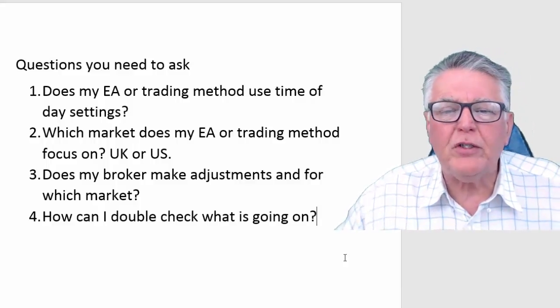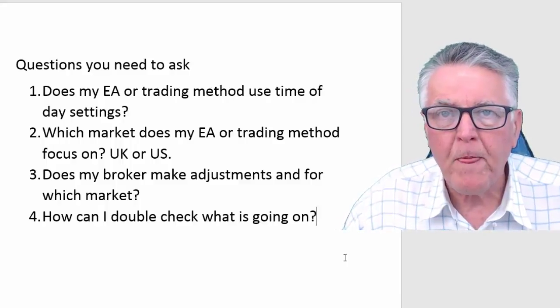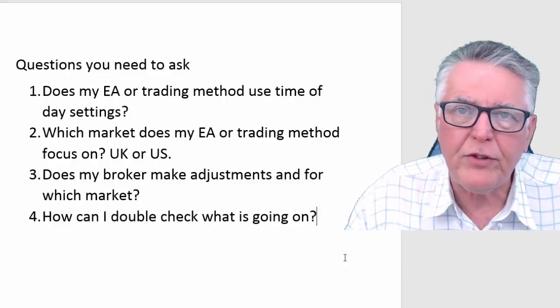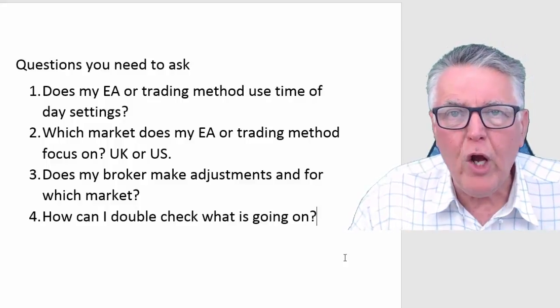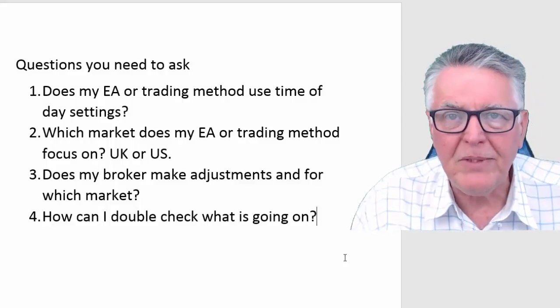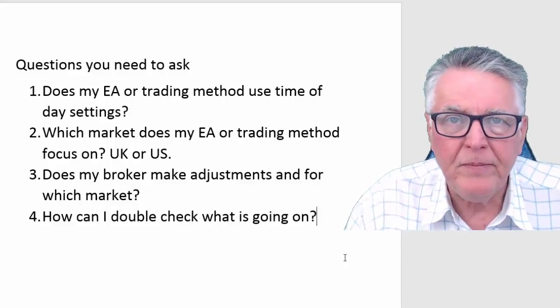So the question you need to ask is, which market does my EA or trading method focus on? As you can see, I'm not giving you specific instructions like add one hour or two hours. You have to work this out logically, and use the open of London, the open of the US, and GMT as your alignment methods.